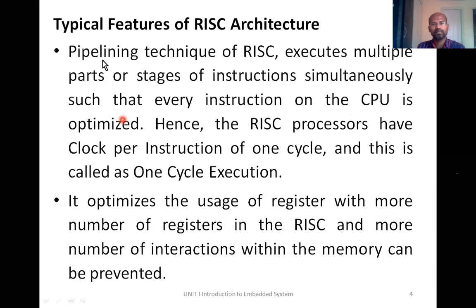Next, let's see the features of RISC architecture. Features of RISC architecture: pipelining technique. Pipelining is a typical feature of RISC architecture. Look at the first one. The pipelining technique of RISC executes multiple parts or stages of instructions simultaneously, such that every instruction on the CPU is optimized. Hence, the RISC processor has a clock per instruction of 1 cycle, and this is called 1 cycle execution.